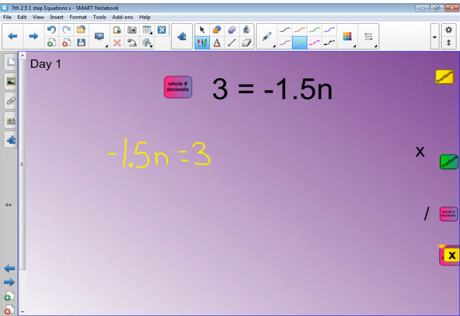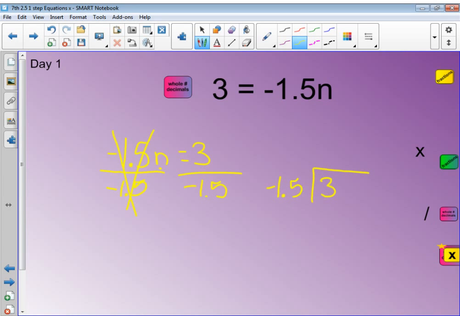So now if I look at this, I need to get the negative 1.5 away from the n. So I'm going to divide by negative 1.5. Okay, so you could use a calculator to finish this out. I'm going to go ahead and work the division longhand. So I've got 3 divided by negative 1.5.